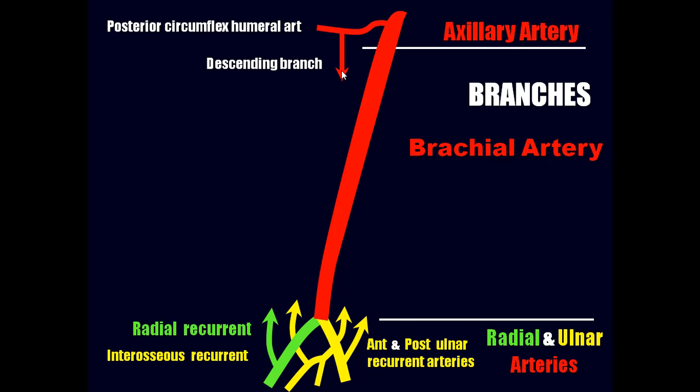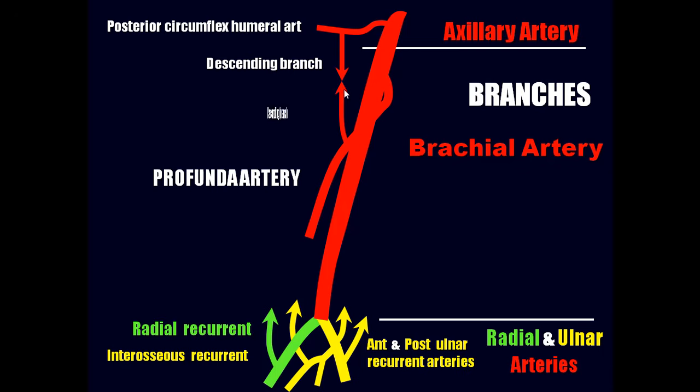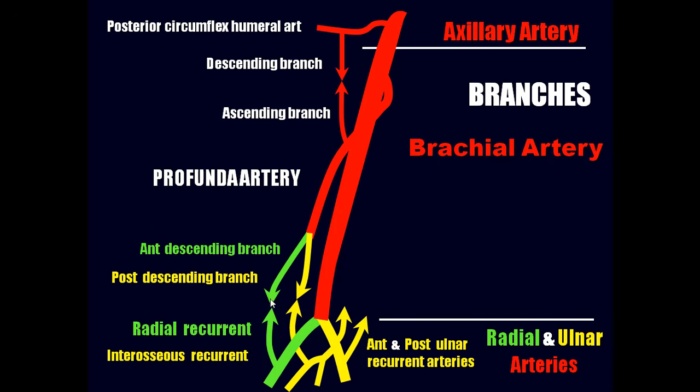The first branch of the brachial artery is the profunda brachial artery. This profunda brachial artery gives the ascending branch, which anastomoses with the descending branch of the posterior circumflex humeral artery. Then it divides into anterior and posterior branches. The anterior branch anastomoses with the radial recurrent artery. The posterior branch anastomoses with the interosseous recurrent artery. Then the superior ulnar collateral artery anastomoses with the posterior ulnar recurrent.